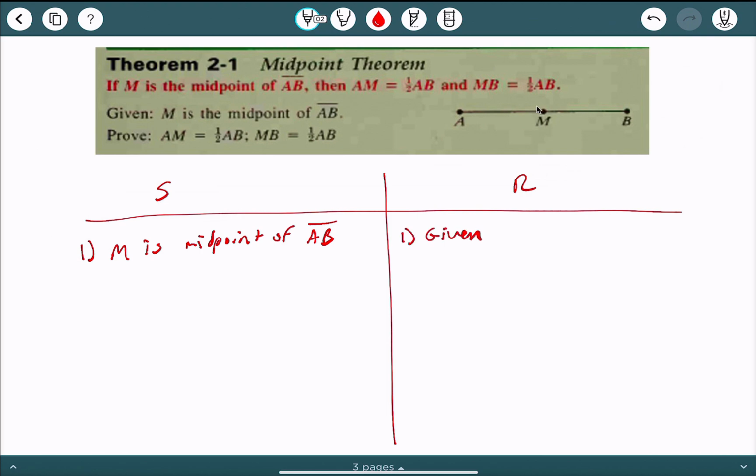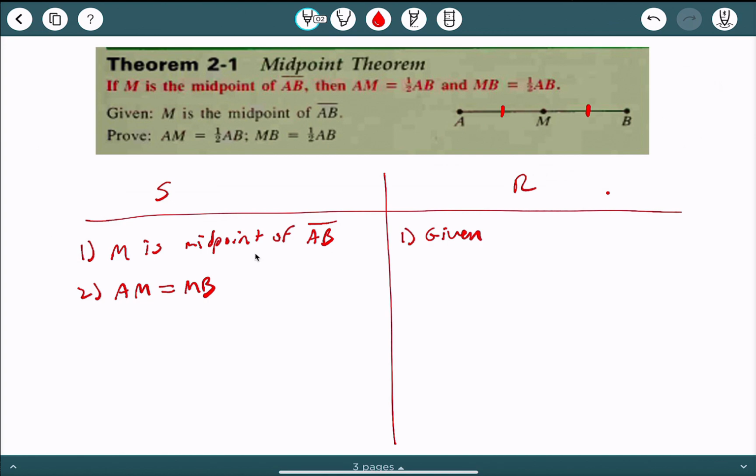All right, so let's see what we can state first. Starting off, the first thing I will be able to state here is that if I know M is the midpoint, well then this piece has to be equal to this piece, right? So I could state that AM is equal to MB.